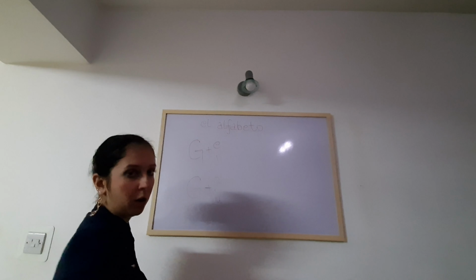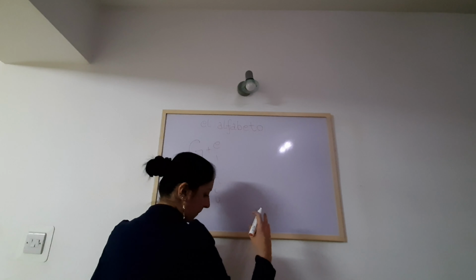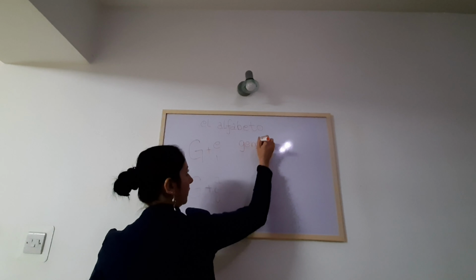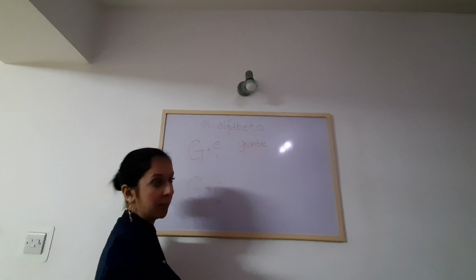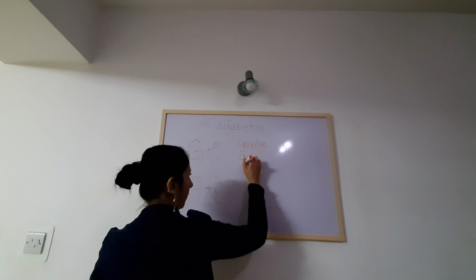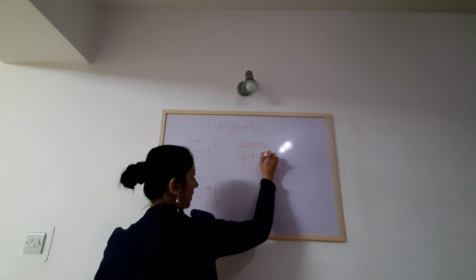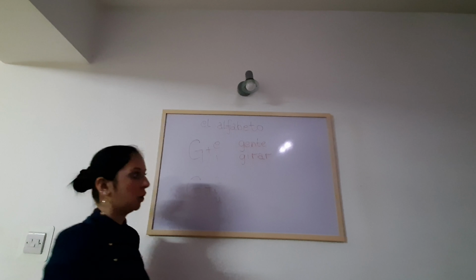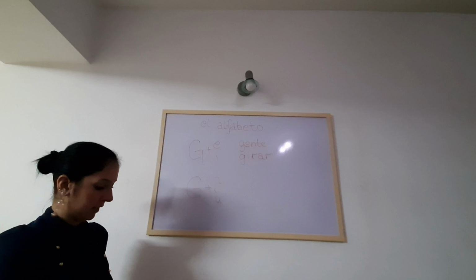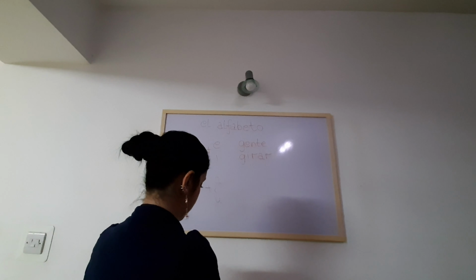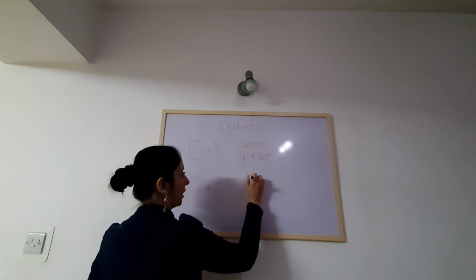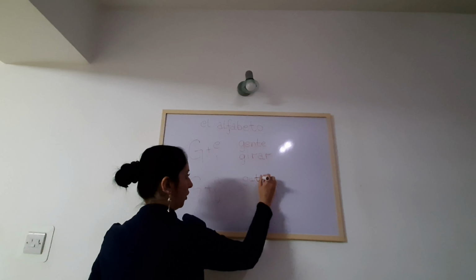Some examples for words like that. For example, gente, which means people, gente, o por ejemplo, girar, which is a verb, to turn, girar. Or some example for G, for example, gato, which is a cat, gato.